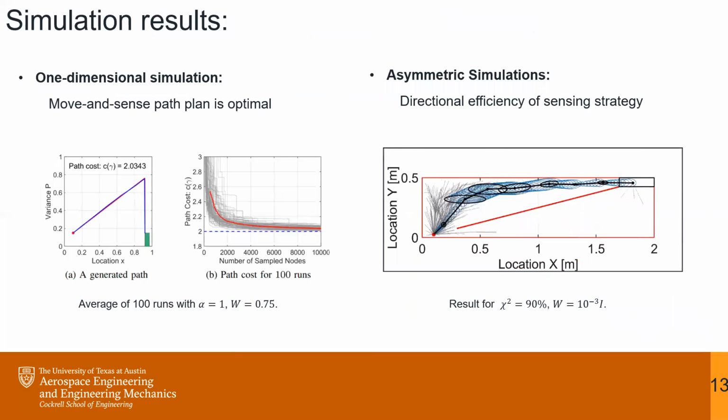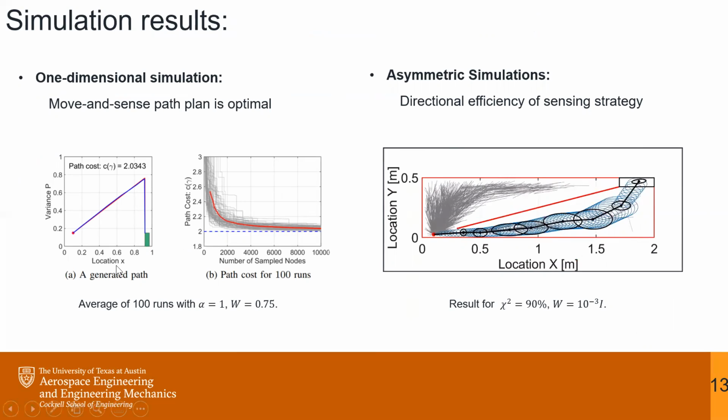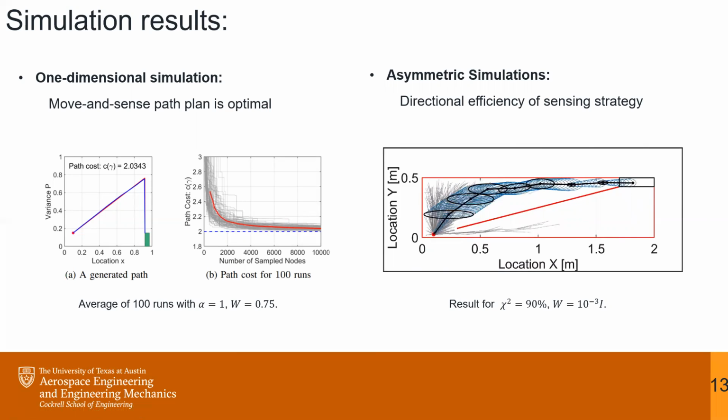We now present simulation results. For the 1D simulation, consider the example shown in sub-figure A, where the red dot is the start and the green region is the goal region. As shown in the figure, the RI-RRT star algorithm has found the move and sense motion plan as the optimal path. Sub-figure B also demonstrates how the cost reduces by increasing the number of nodes in RRT star. The simulation on the right column shows the asymmetric nature of RI cost.